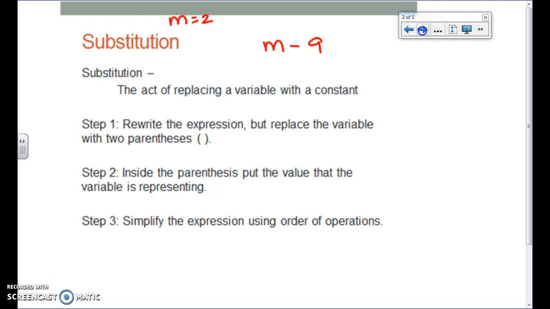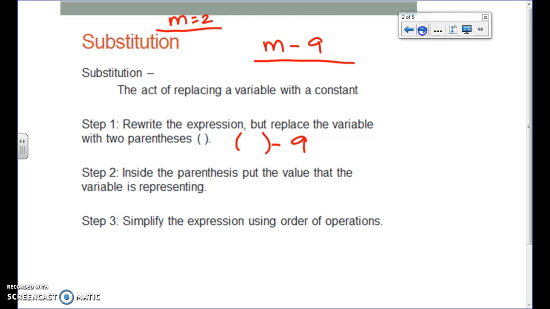Okay, we're going to start with the m minus 9, and we know that m equals 2. I'm going to rewrite the expression, but where the variable is, I'm going to replace that or substitute that with parentheses. So I'm going to write m minus 9. I'm going to take out the m. I'm going to put in some open parentheses.